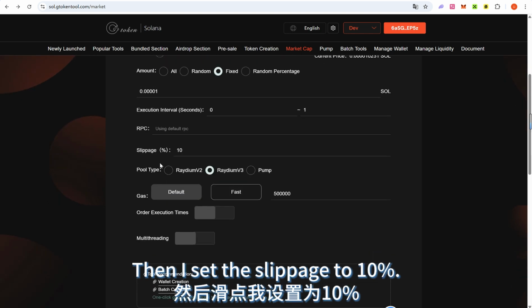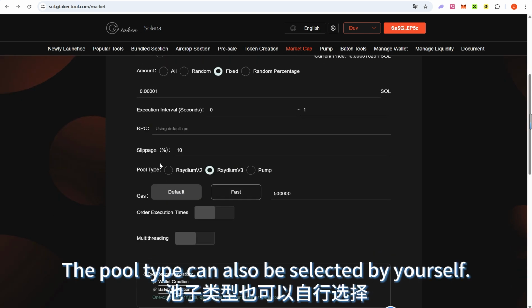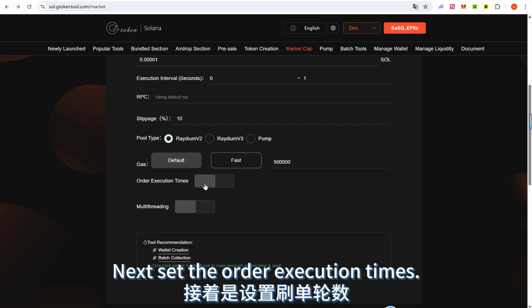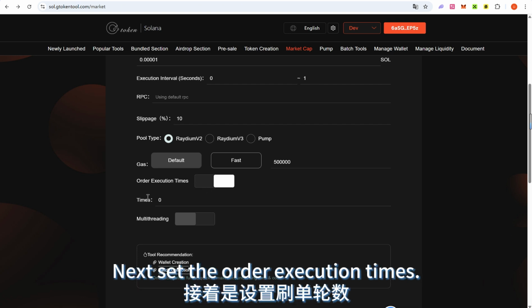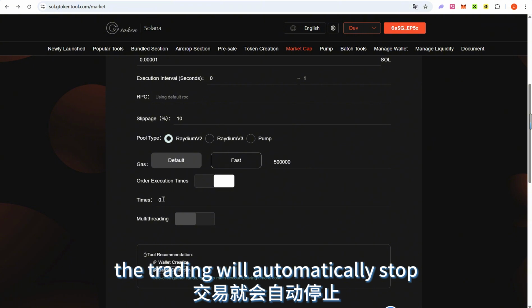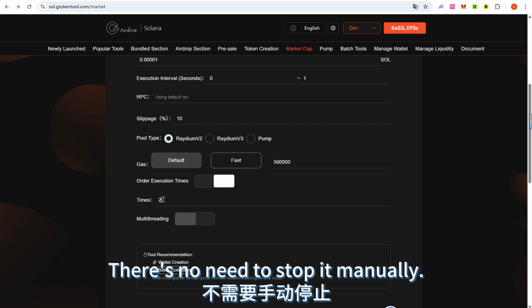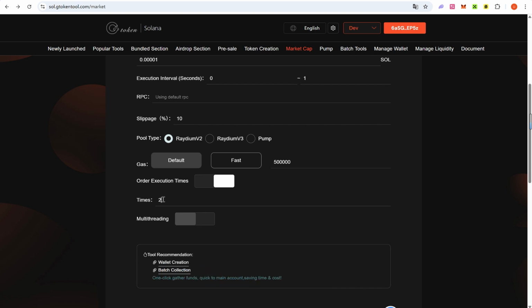Then I set the slippage to 10%. The pool type can also be selected by yourself. Then there's the gas. You can choose the default or fast option. Next sets the order execution times. If this is set, the trading will automatically stop when the specified number of times is reached, there's no need to stop it manually. I set it to 2 times here.